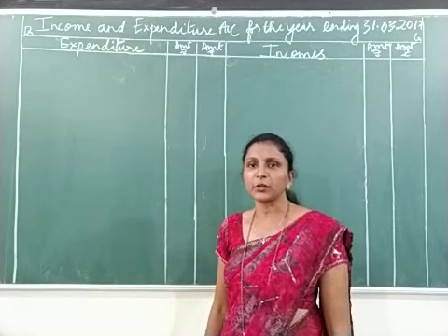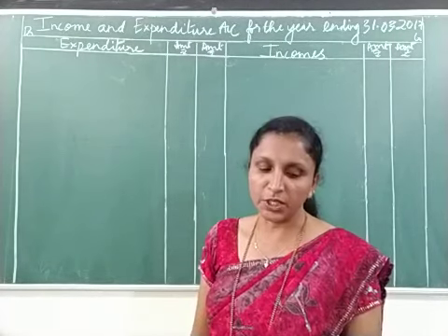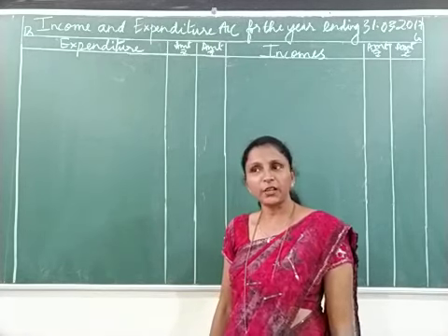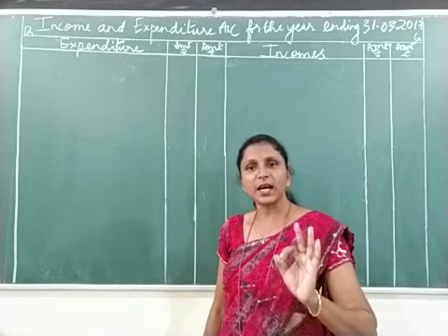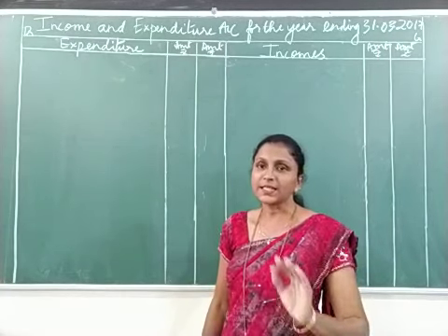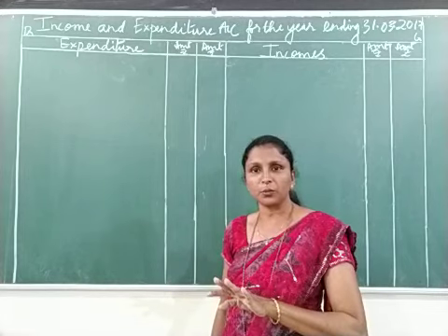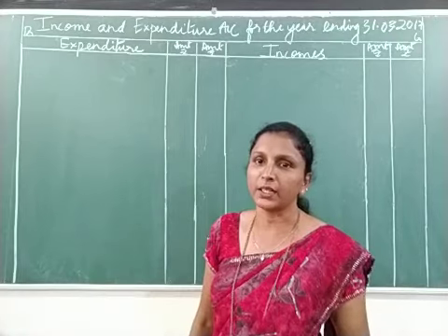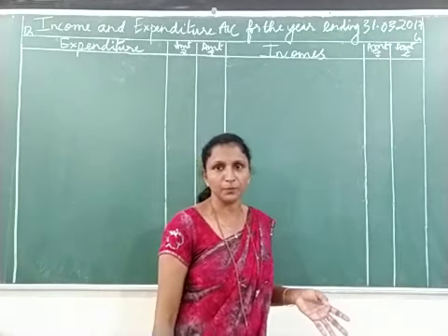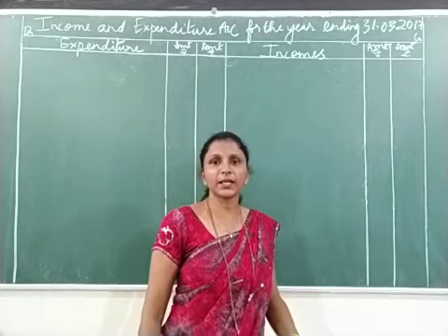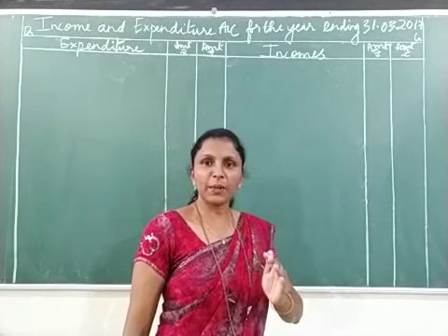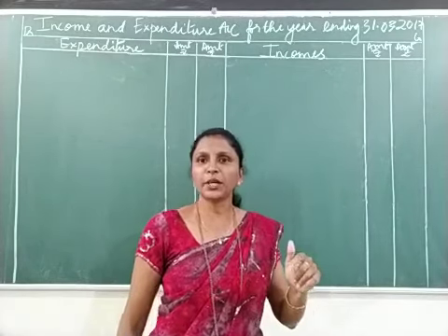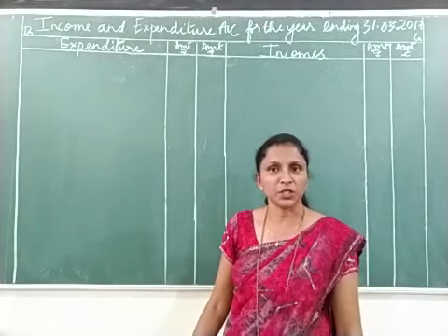Move on to the next item on the receipt side. The next item is to subscriptions 38,000. So whenever you take an item, first ask a question to yourself: is it a revenue item or capital item? We have studied in the last class. Capital item means which is non-recurring in nature, which doesn't repeat again and again. Revenue items repeatedly occur. So if it is a capital item, take it to the balance sheet, closing balance sheet. If it is a revenue item, enter it in the income and expenditure account.